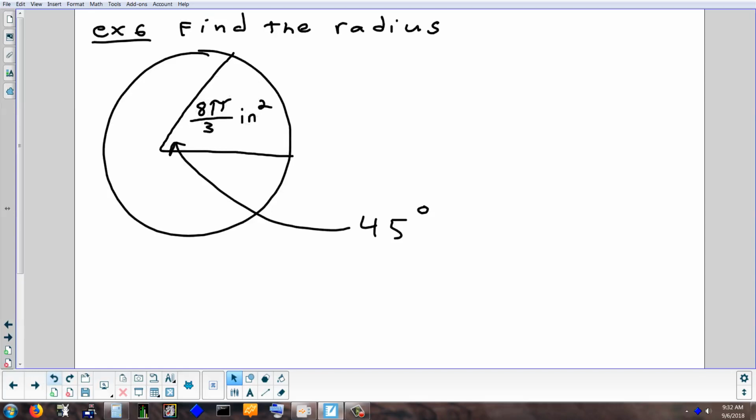Okay, so this one, find the radius. How do you know if you should be using the arc length formula or the area formula?